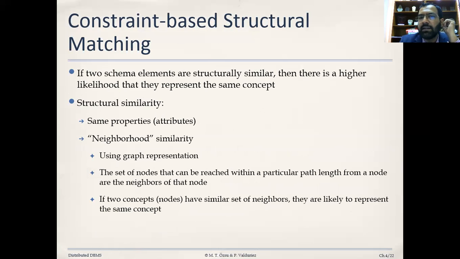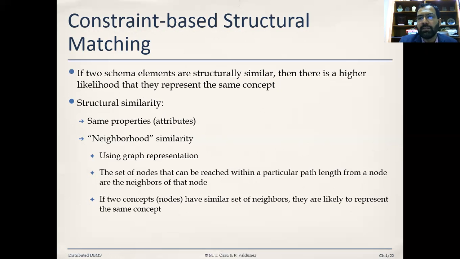If two schema elements are structurally similar, then there is a higher likelihood that they represent the same concept. Quite true, because if you are matching two elements in the structure and you think they are similar, then it means that they are representing the same thing. Now, let's suppose the number in one table and the number in the other table, in the project table, although they are with different data types, they are representing the same thing. They are representing the employees. So their similarity value is higher. So it means they are representing the same concept.